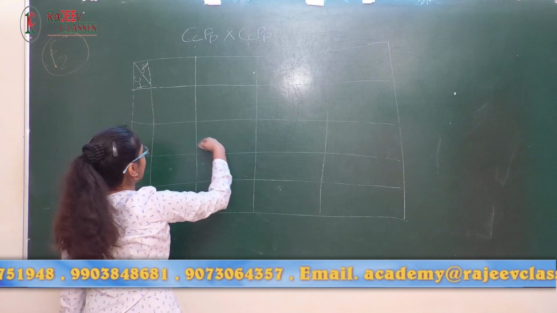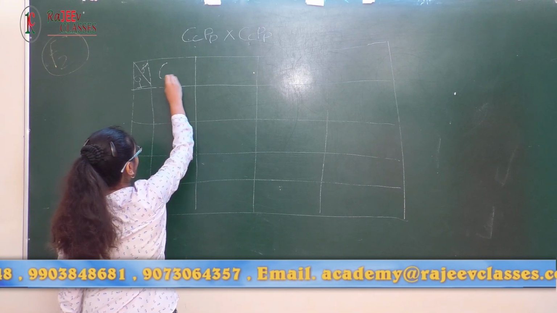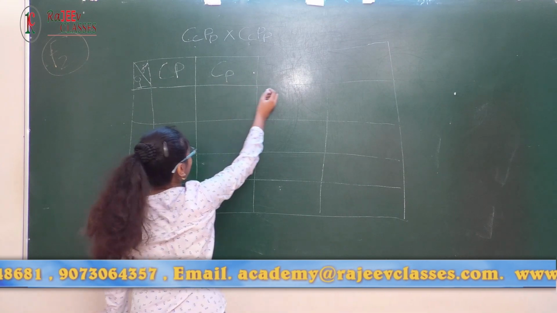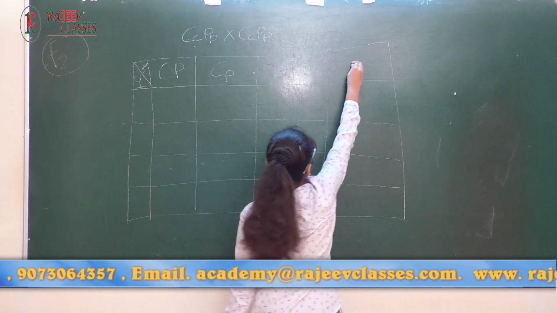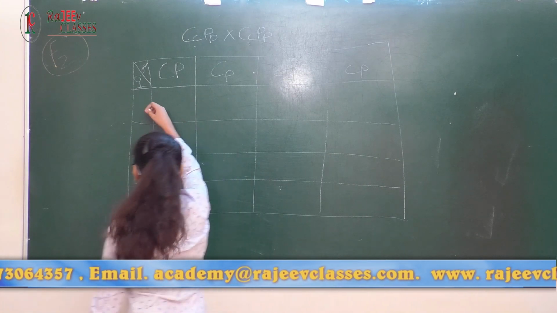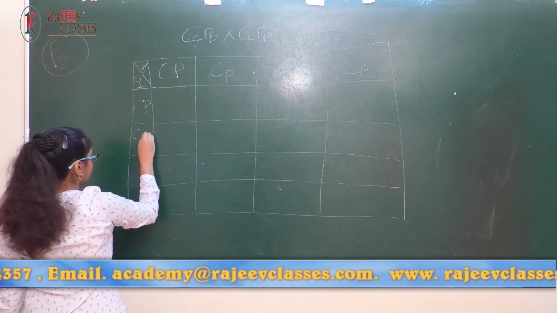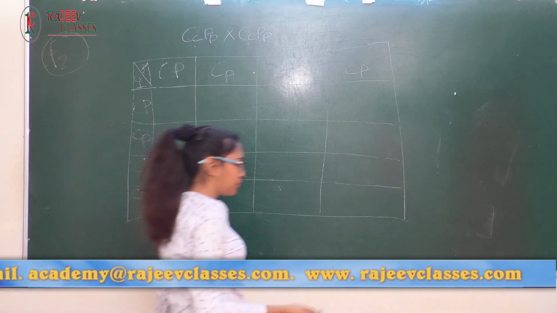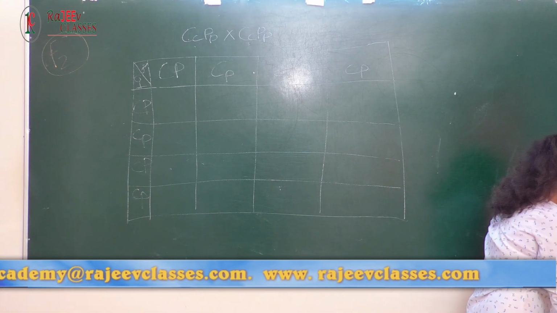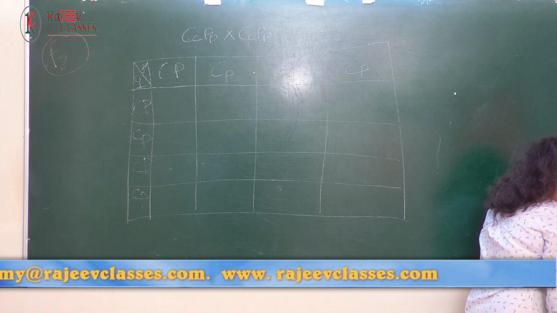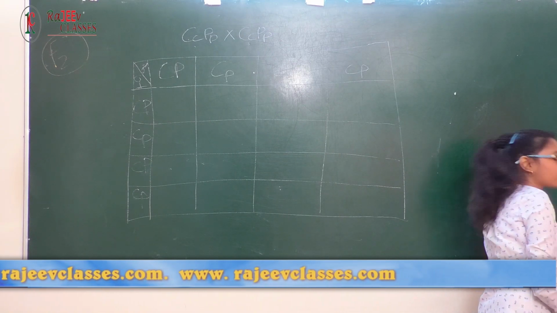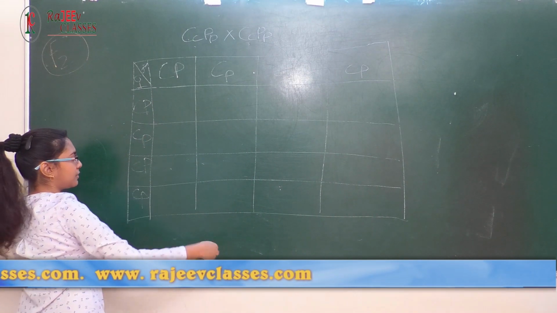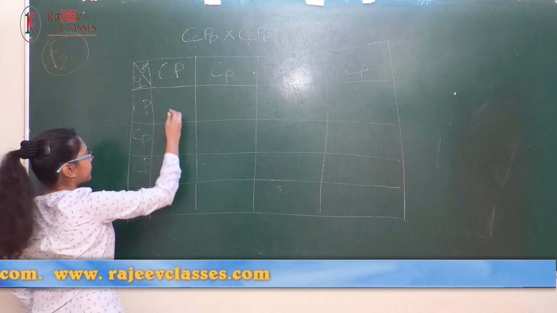So what are going to be the gametes here? The male gametes are going to be capital C, capital P; capital C, small p; small c, capital P; small c, small p. Same again. Okay. Now, let's first write down the genotypes and then we'll determine the phenotype.